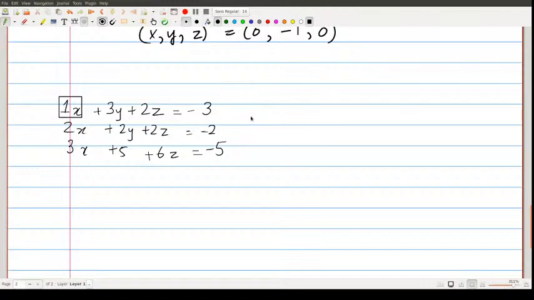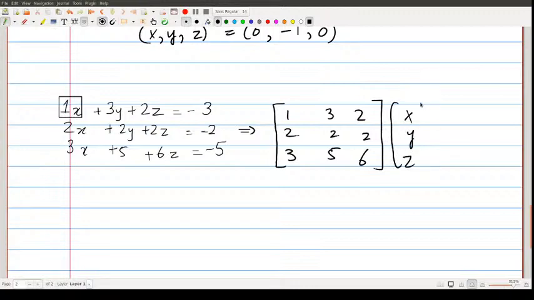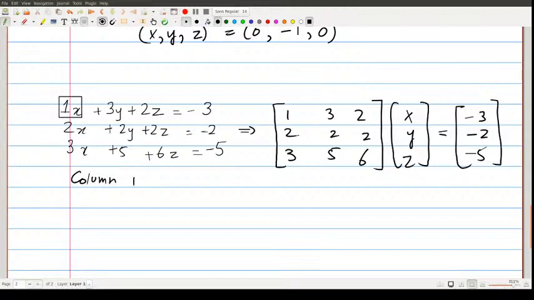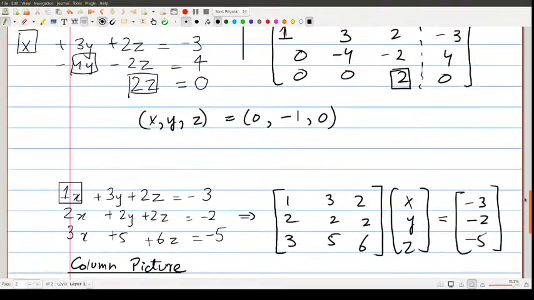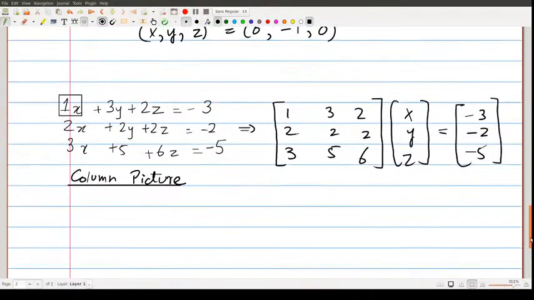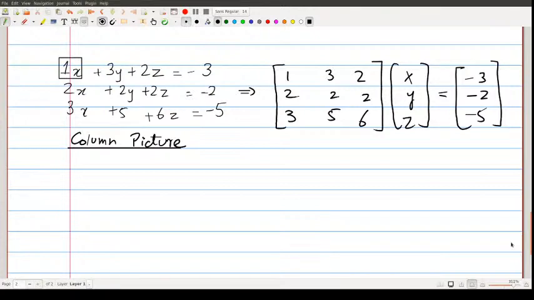And so here's my system. I can write it in matrix form by writing 1, 3, 2, 2, 2, 2, 3, 5, 6, and x, y, z is equal to minus 3, minus 2, minus 5, right? And now I want to switch to the column picture, which will tell me why I didn't need to do all of this mess, even though I'll need to do all of that computation in most of my systems. But when the solution is so simple, it might really be worth doing. So let's look at the column picture.